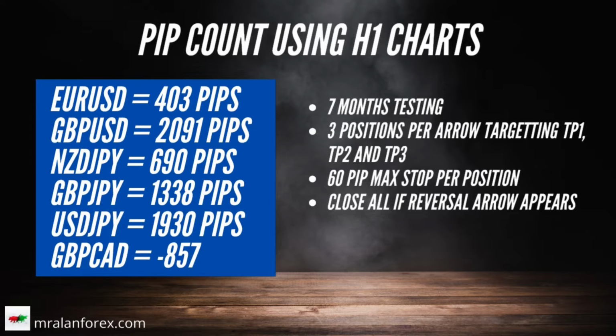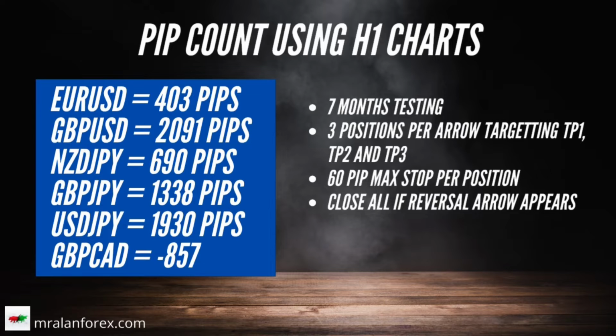For each arrow that appears, we are opening up 3 positions aiming for the 3 take profits, which are auto-generated by Forex Spectrum. There is a 60 pip stop loss per position, which means 3 times 60, which is 180 pip max loss per set of trades if it goes against us. If a new arrow appears and there are open positions, then we close all open positions and open up 3 trades in the opposite direction, i.e. the direction of the arrow.